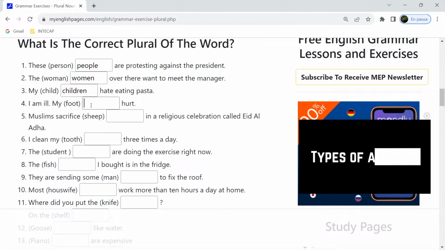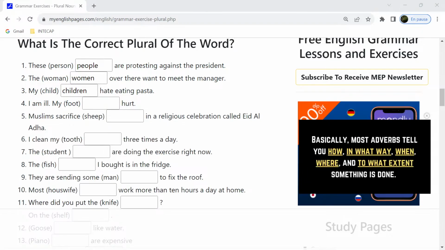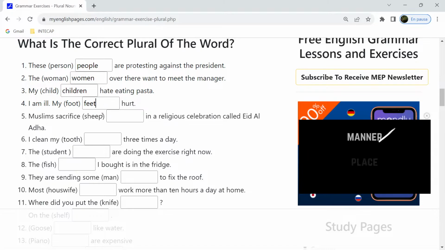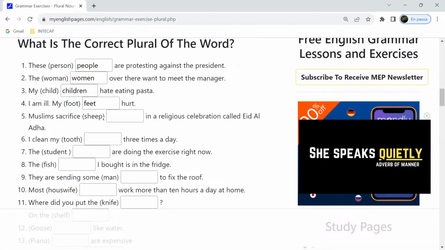Let's see, Hubert, could you help me out, please? Feet. Nice. Could you read the entire sentence, please? I am ill. My feet hurt. That's it. Thank you very much. I really appreciate it. There you go. Now let's go with number five, guys.